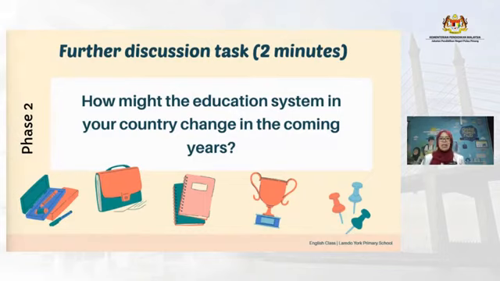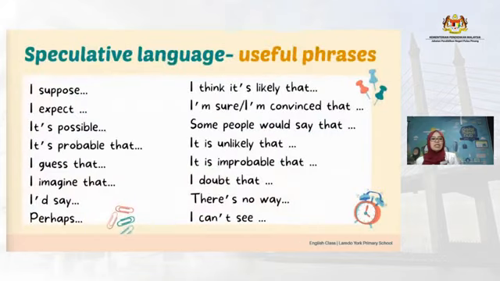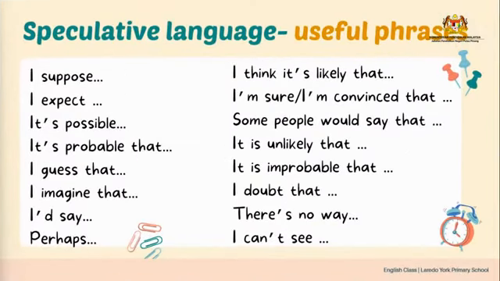Before we look at how we can help our students, let's look at what speculative language is. These are the useful phrases that you can teach your students to use for this further discussion task. For example, we have words or phrases like I suppose, I expect, which are things they speculate will happen. It's possible, it's probable that, I guess that, I imagine that, perhaps.